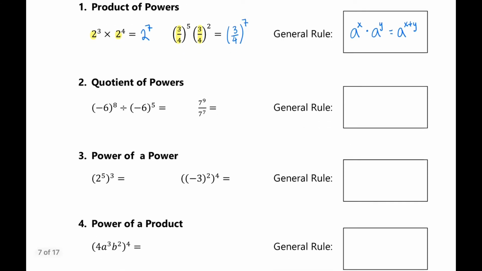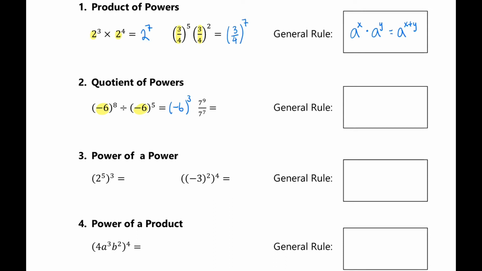Next one, quotient of powers. This time, we also need to take a look at the base here, and they have the same base, so we can actually just carry that over and say the base is -6. And when you're dividing the two powers with a common base, we just need to subtract the exponents. So 8 minus 5, which is 3.